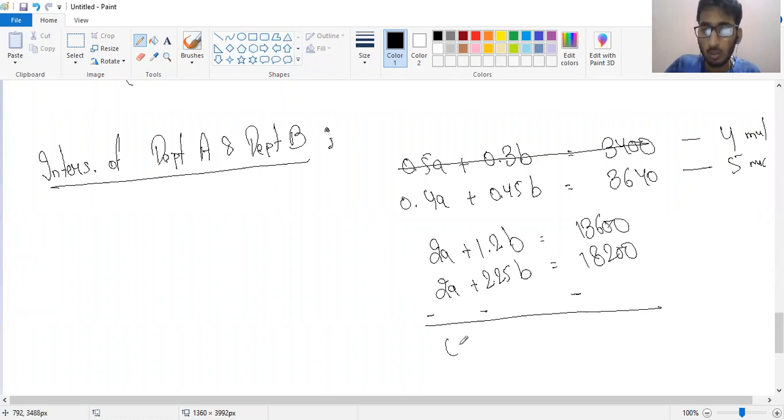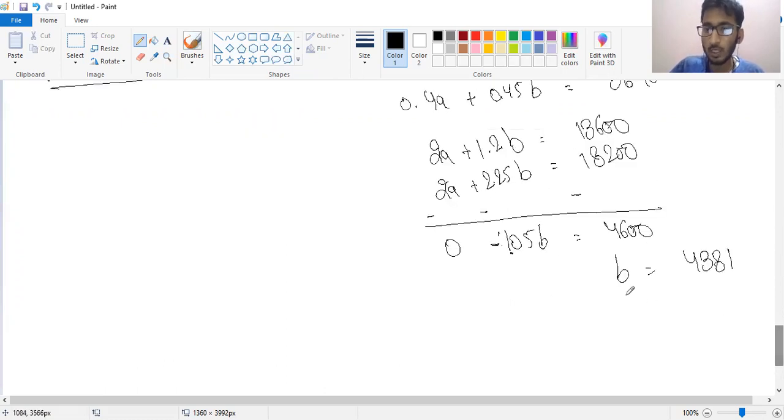Okay, so it would be 2.25 minus 1.2, or I can say 1.05b equal to 18,200 minus 13,600, which is 4,600. So the value of b would be 4,600 divided by 1.05, or I can say it would be 4381.